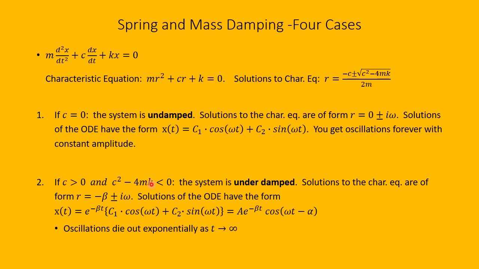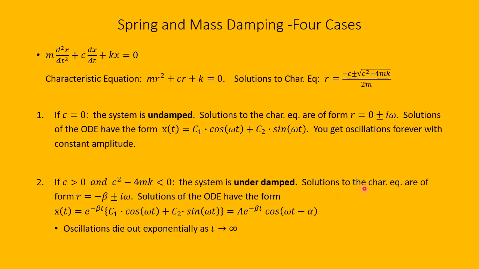The second of the 4 cases: if c is positive, so you actually do have some damping, and c squared minus 4mk is negative, that means that c is small compared to 4mk. The system is underdamped. c is our damping constant, so for small c, we will have an underdamped system.